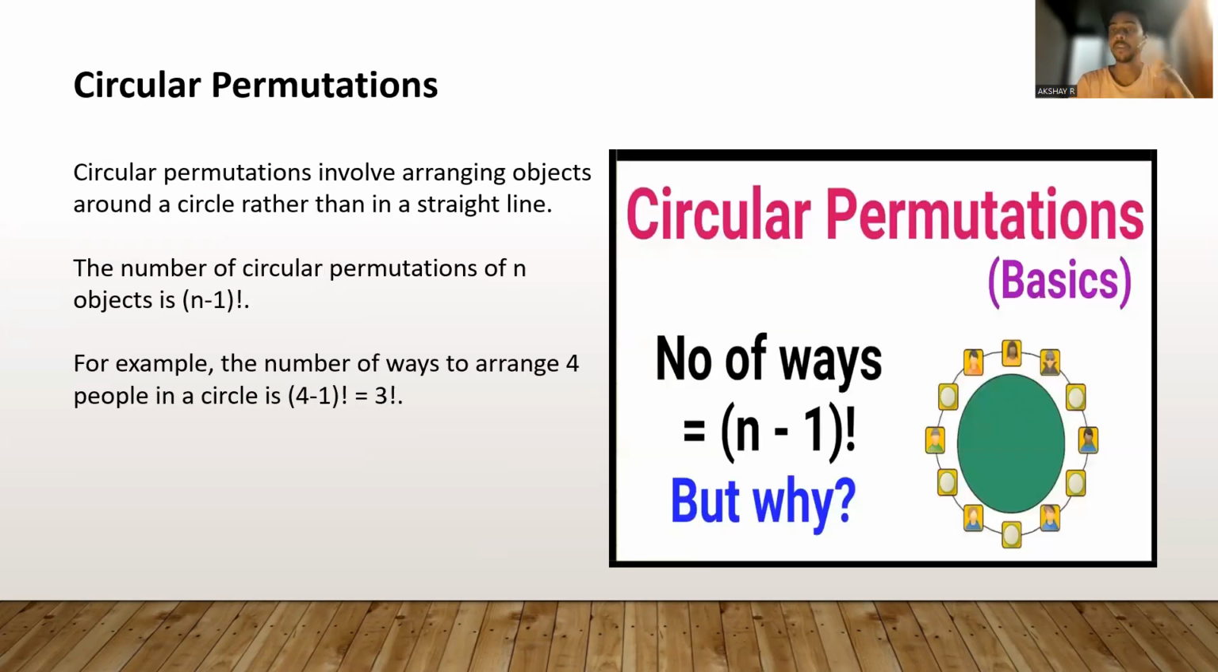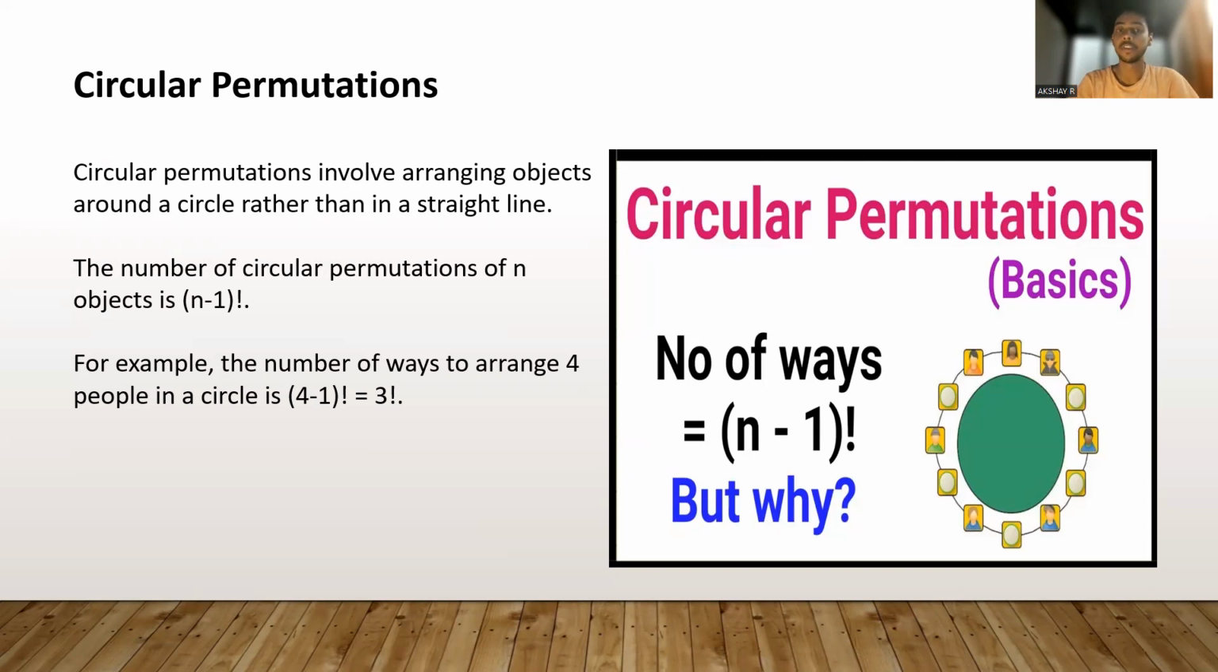Circular permutation. We saw the cases with and without repetition. What is this circular thing? Circular permutation involves arranging the objects around a circle rather than in a straight line. The number of circular permutations of n objects is (n minus 1) factorial. We use this instead of only n factorial for the circular arrangement. So here we are seeing n minus 1 factorial.